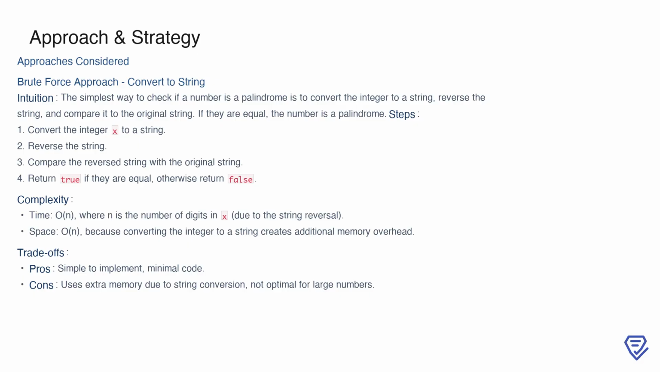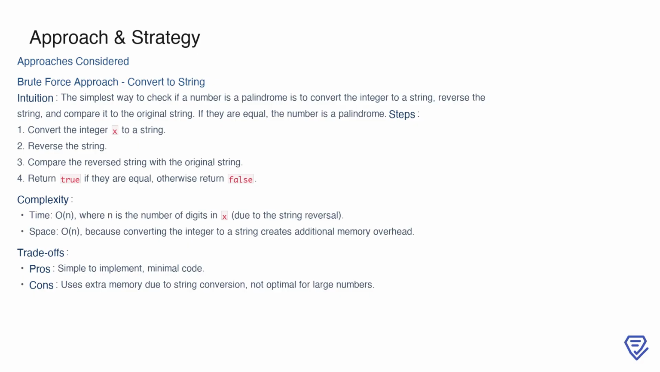This method has a time complexity of O(n), where n is the number of digits in the number, because reversing the string requires processing all characters. However, it also has a space complexity of O(n), due to the memory needed for the string conversion. While this approach is easy to implement, the downside is that it uses extra memory, making it less suitable for very large numbers.